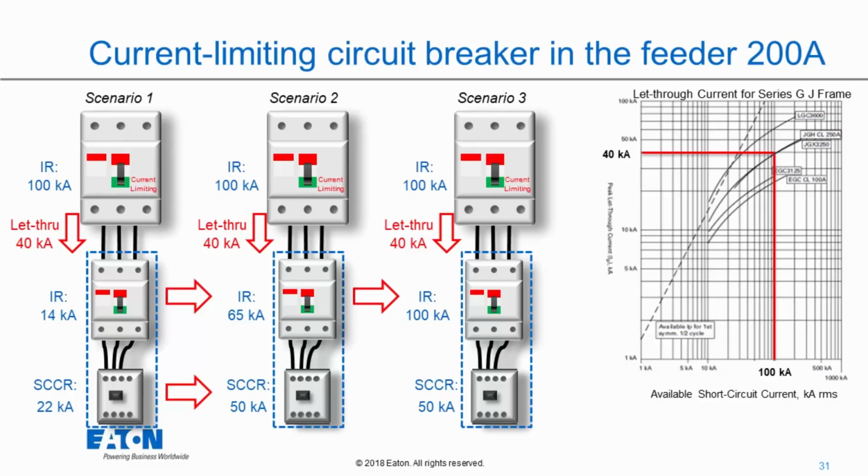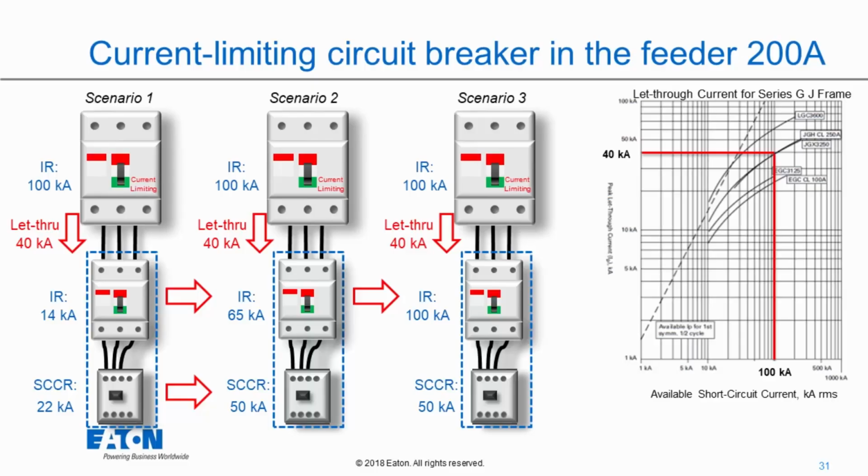Okay, I put a current limiting circuit breaker in my feeder, and then I'm going to my branch where I have a breaker with an interrupting rating of 14 kA and a contactor with an SCCR of 22 kA. Have I done any good in this situation? Did I raise any of my short circuit current ratings? The answer, of course, is no. My animation's not quite working right here, but in this case, the short circuit current rating is going to be 14 kA still.